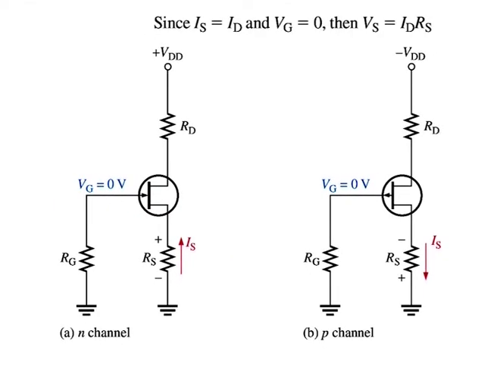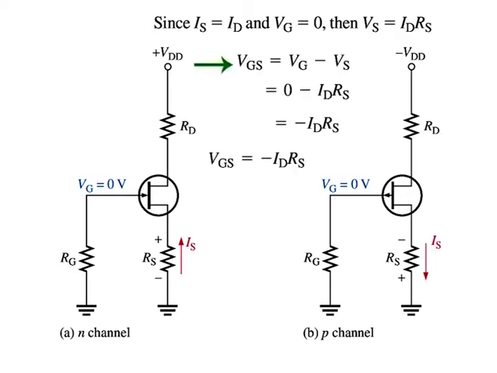Since IS is equal to ID and VG is equal to 0, then VS is equal to ID times RS. The gate to source voltage is then given by the following equation, where VGS is equal to VG minus VS, is equal to 0 minus ID times RS, and is equal to minus ID times RS. Thus, VGS is equal to minus ID times RS.